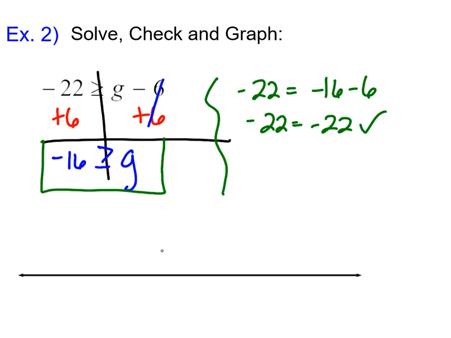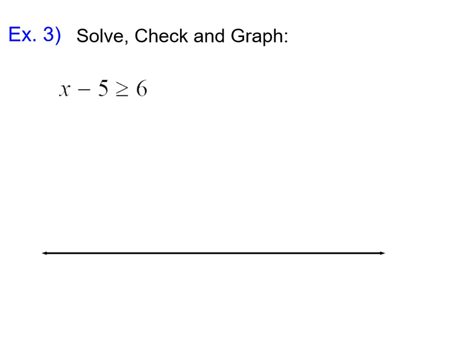We're going to go down to our number line here. We need a 0 and we need a negative 16. Now, because of the equal sign, we're going to need a solid dot at negative 16. And this is saying that we need numbers smaller than this because negative 16 is the largest. We want numbers smaller than that. So we want to go to the left in this direction to get all those numbers that are smaller than negative 16.